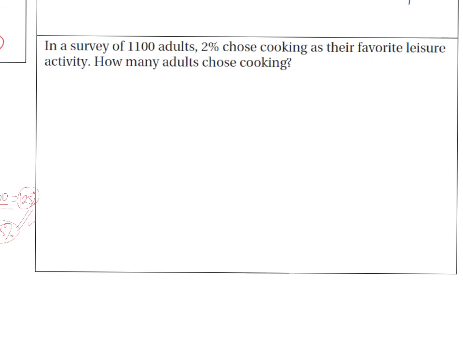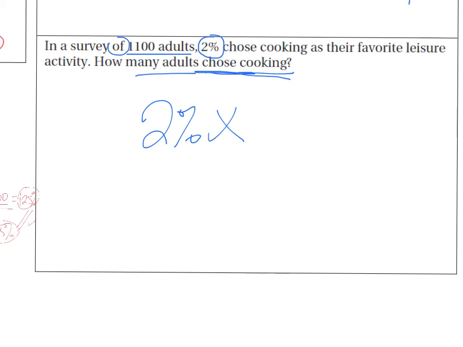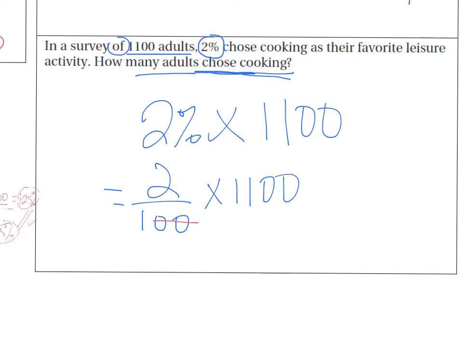In a survey of 1,100 adults, 2% chose cooking as their favorite leisure activity. How many adults chose cooking? So 2% chose cooking, and we need to find out how many are there of 1,100 adults. So we just take 2%. Remember, of is just multiply by 1100. Okay, we write 2% as a fraction. We can simplify, take out the zeros, and then 2 times 11. You can write 22 adults. That's it.